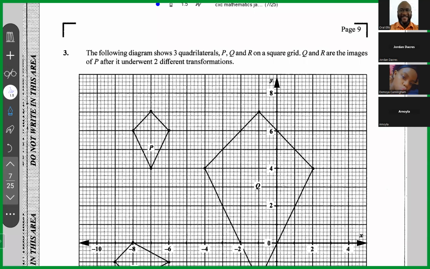All right, question number 3. The question starts: the following diagram shows 3 quadrilaterals, P, Q, and R on a square grid. Q and R are the images of P after it underwent 2 different transformations.